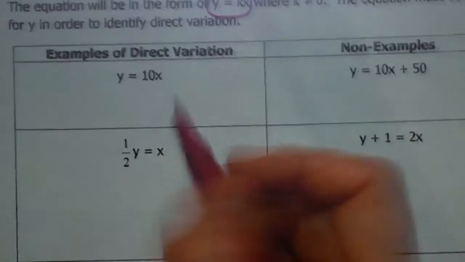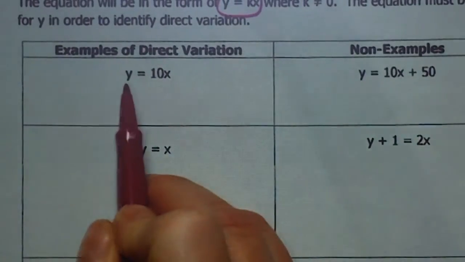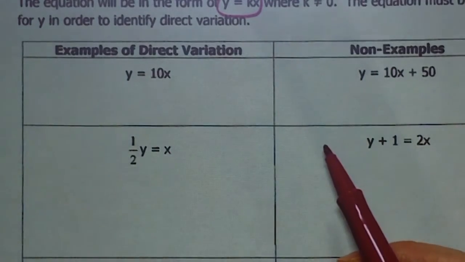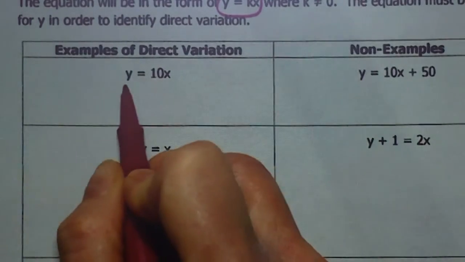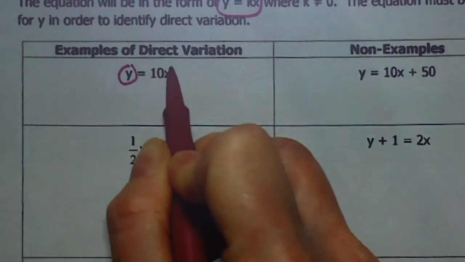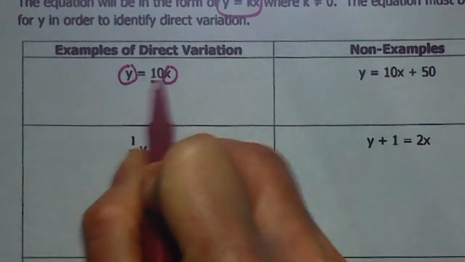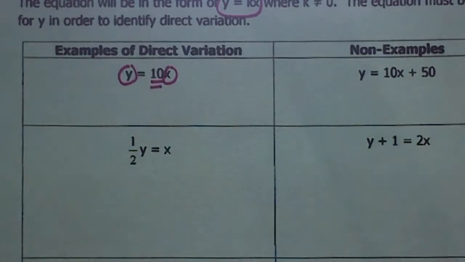So first off, right here, y equals 10x, this is direct variation. And in this, the y and the x are always going to stay letters. K is going to be replaced with a number. So anytime you see y equals some number times x, that's direct variation. So this is a perfect one.